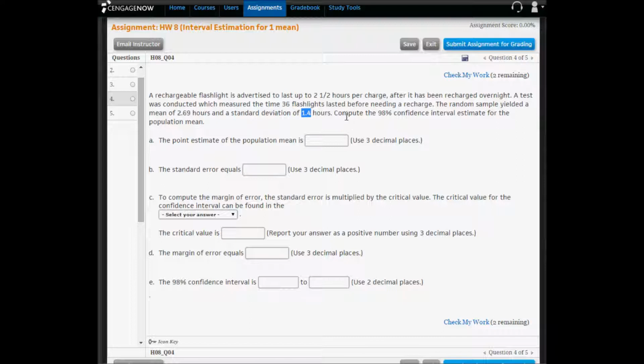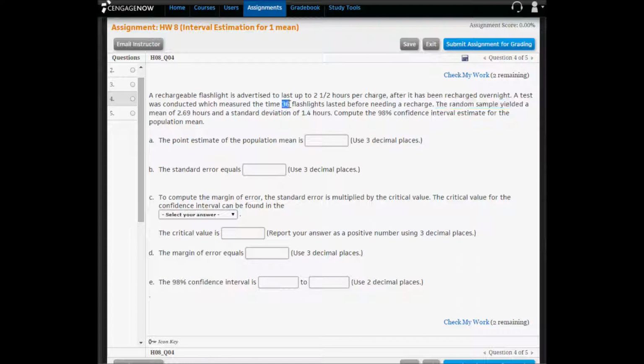Now, why do I know this is the sample standard deviation and not the population standard deviation? Well, the sentence that the phrase standard deviation appears in begins with "the random sample yielded a mean of 2.69 hours and a standard deviation of 1.4 hours." So this is a sigma unknown problem because we're not given the population standard deviation sigma, we're given the sample standard deviation, in this case 1.4 hours.